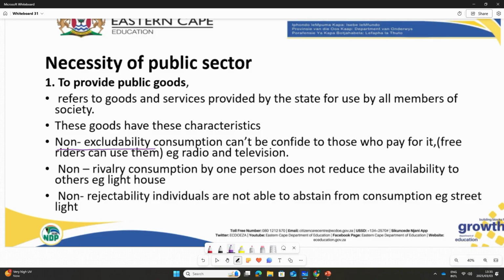If we are talking about non-excludability, it means that consumption can't be confined to those who pay for it. For example, free riders can use them, e.g. radio and television. What does it mean? It means that someone can buy a television or radio, but household members or neighbors can watch television or listen to radio even if they have not paid for it.